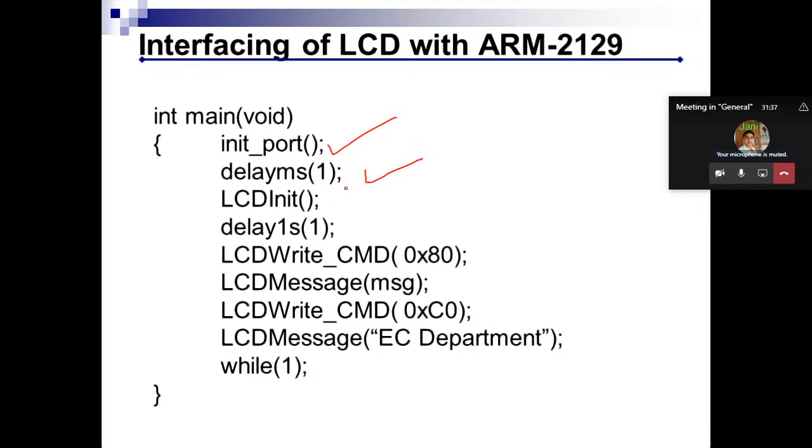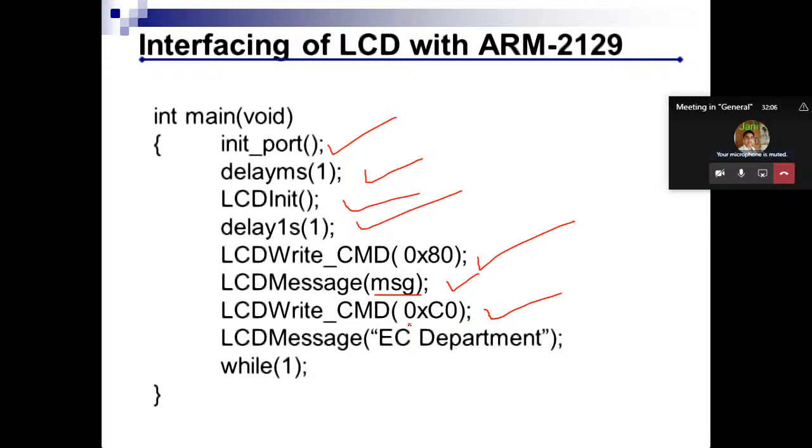Then we call 1 millisecond delay. Then we initialize the LCD, again 1 millisecond delay. Then 0x80. So on the first line of the LCD we are displaying this message. MSG is written, "Welcome to Government Engineering College". We have declared it as a string, and if you don't want to declare a string here, you can also directly write the message here, like whatever is written in the second line.